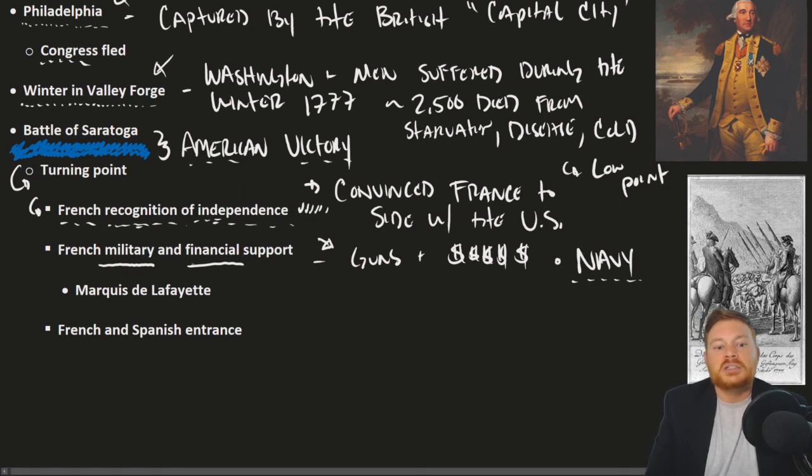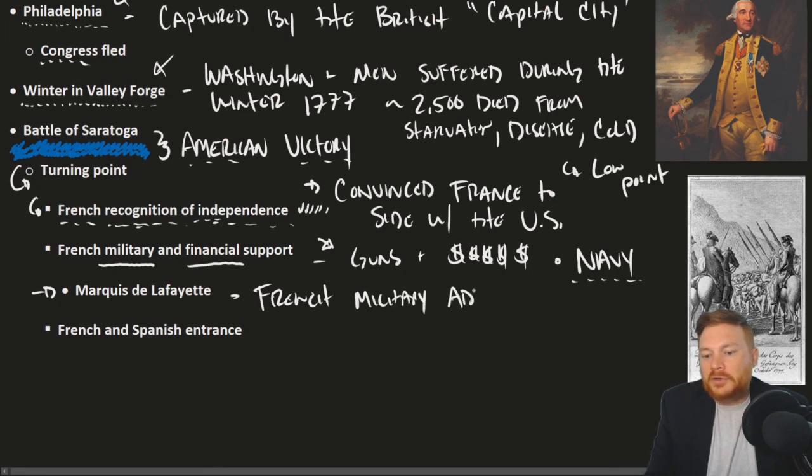Individuals who came over to help the American cause, Marquis de Lafayette, he was a French military advisor, came over to the American side, helped George Washington make the Continental Army more powerful and better at fighting. And eventually other countries also jumped in. Eventually Spain jumps in as well.